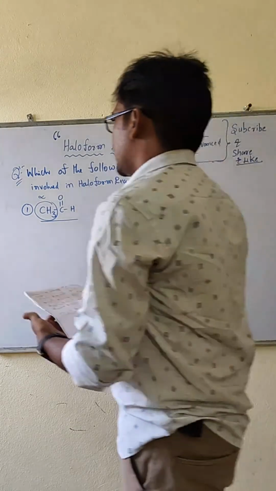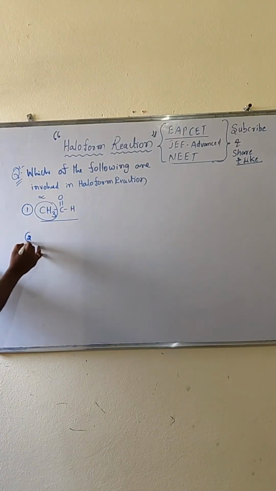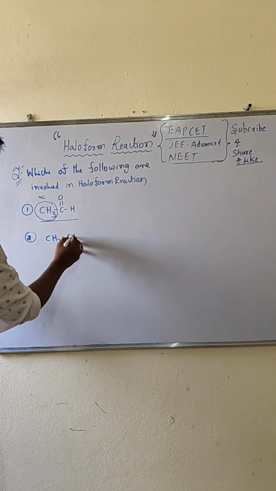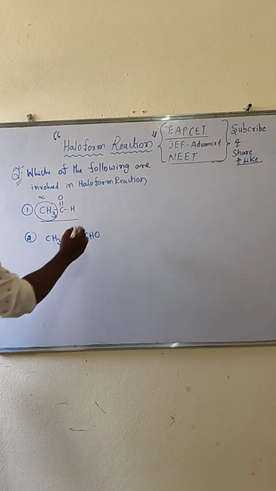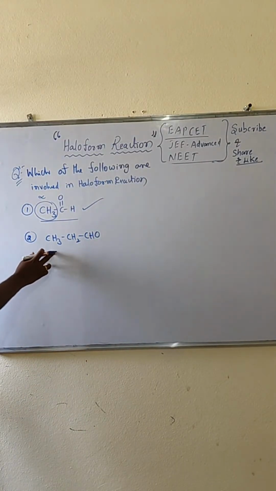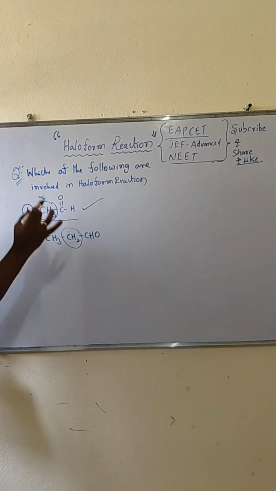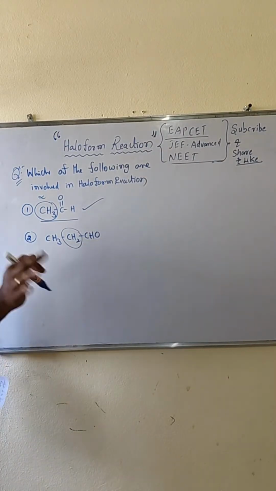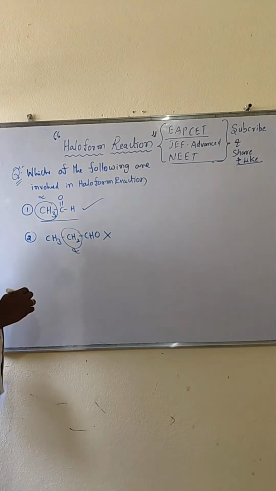Yes, look at. Is that involved? Then the second one, look at. CH3 bond CH2 bond CHO is mentioned. Is that involved in the haloform reaction? Alpha methyl group is there. No, the alpha methyl group is not there. So it must contain 3 hydrogen atoms in the alpha position. So it does not involve in the haloform reaction.